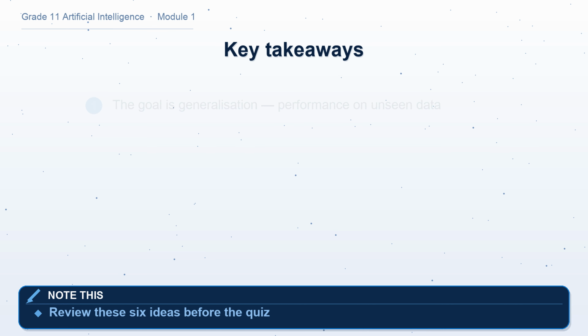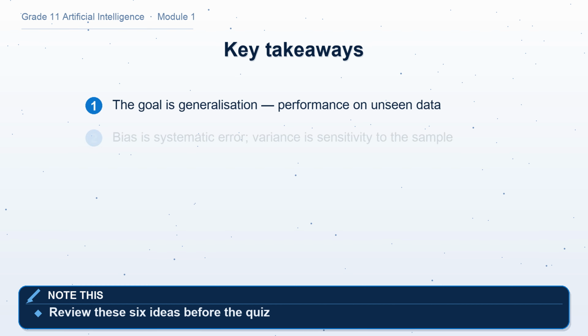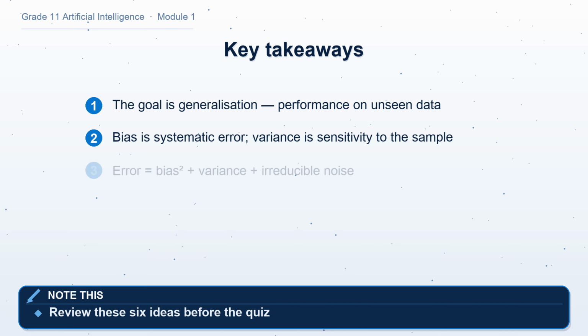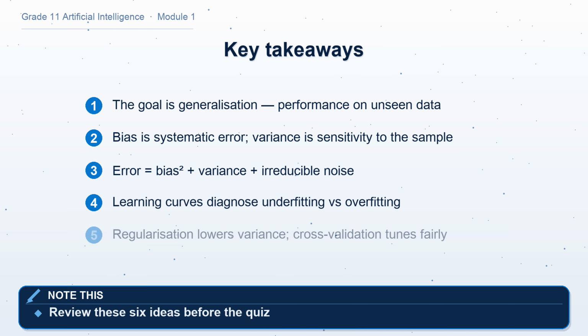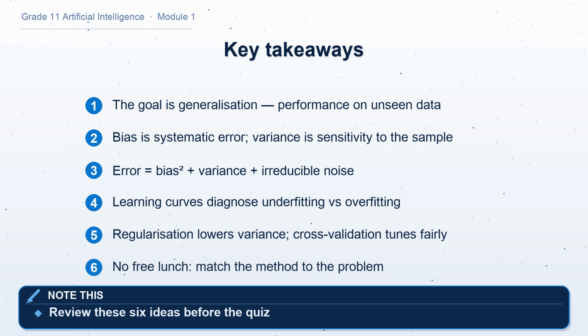Let's gather the key ideas. The goal of learning is generalization, performing well on data the model has never seen. Bias is systematic error from a model too simple, and variance is sensitivity to the particular sample. Total error breaks into bias squared, variance, and irreducible noise. Learning curves let us diagnose underfitting against overfitting. Regularization lowers variance, and cross-validation lets us tune fairly without touching the test set. And the no free lunch idea reminds us to match the method to the problem. Now, let's check these ideas with 3 quick questions.